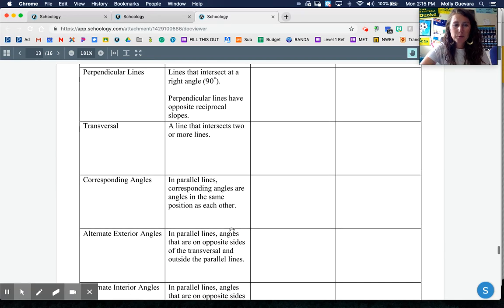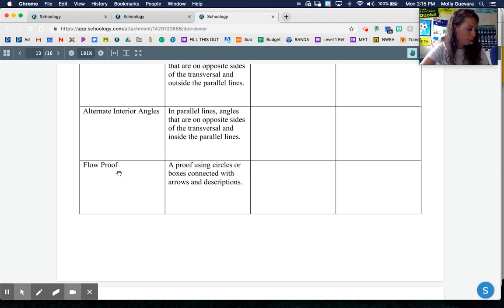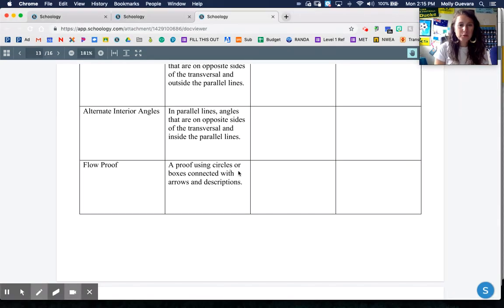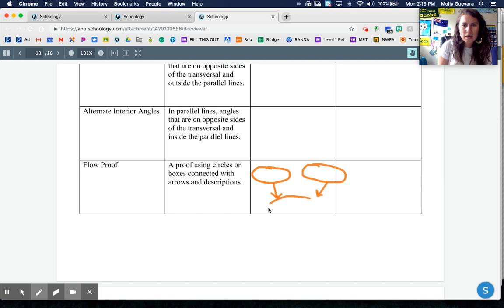So on your terms page, it should be down towards the bottom. We're looking for where it says flow proof. This is going to be our only term for the day. And this is a proof using circles or boxes connected with arrows and descriptions. So we tend to use these ovals. So you can have ovals and then arrows connecting and maybe another oval, right? And the thing to remember is that in this type of proof, your statement goes inside the bubble and then your reason goes right underneath the bubble.